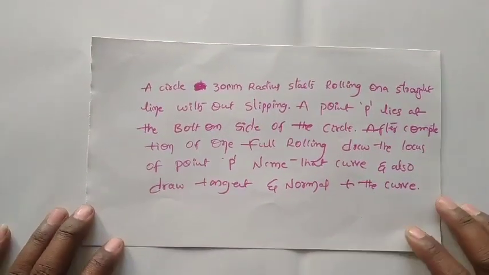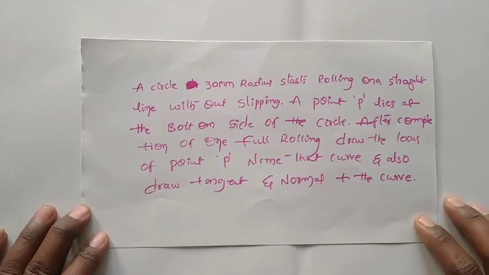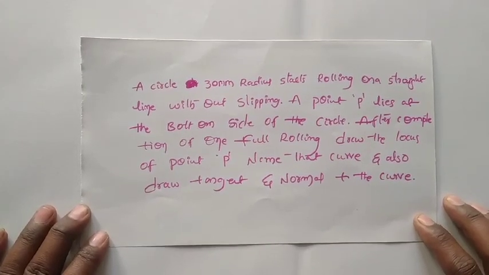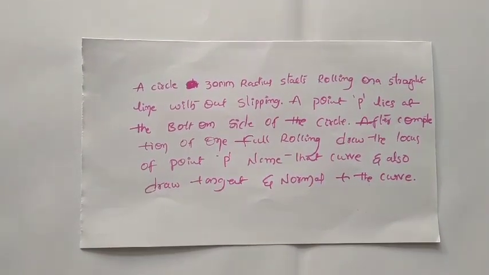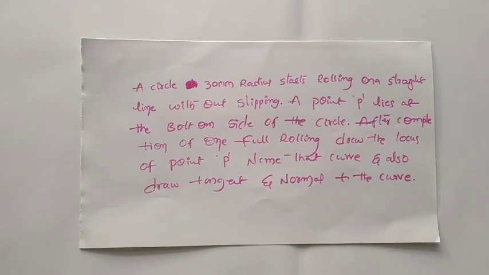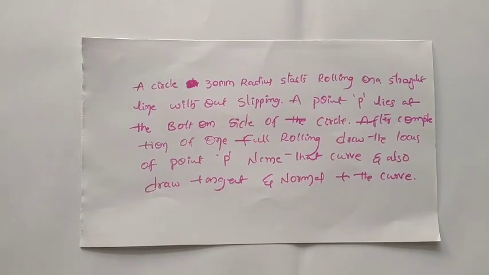Construction of cycloid. A circle of 30 mm radius starts rolling on a straight line without slipping. A point P lies at the bottom side of the circle. After completion of its full rolling, draw the locus of point P, name that curve, and also draw the tangent and normal.